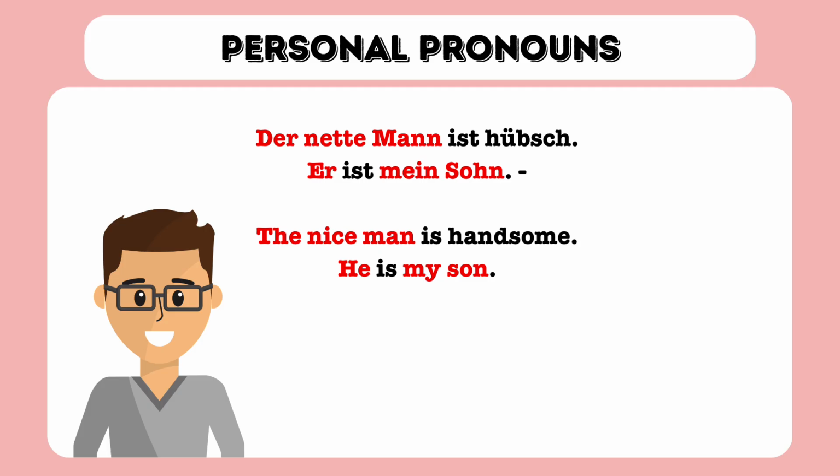"Der nette Mann ist hübsch. Er ist mein Sohn." The nice man is handsome. He is my son. Er is referring back to the man, which is a masculine noun, so we use the masculine pronoun. Don't forget what I told you at the very beginning of this course, that er also refers to any masculine noun, whether that's something that has an intrinsic gender or not. So for instance, we could say er when referring to a table, because a table is masculine in German. Of course, the table would not be your son.